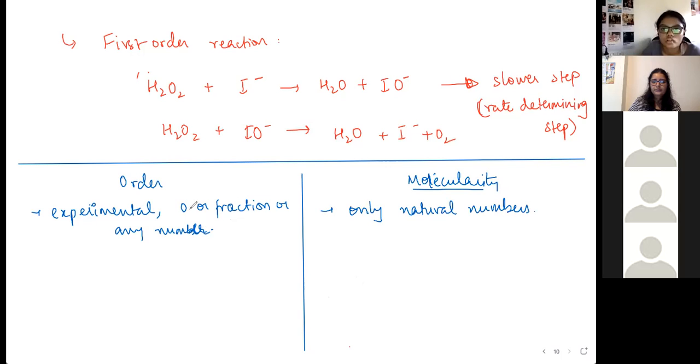Order can be a whole number or a fraction. This can only take natural numbers. It cannot be zero, it cannot be a fraction. So this is experimental and this is more of a theoretical concept. You're literally looking at the reaction, looking at the mechanism, and then determining which of these species are needed.